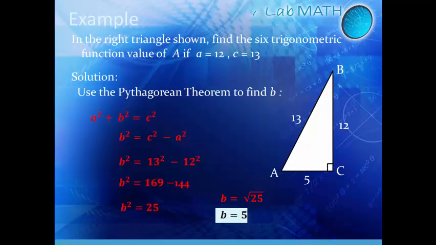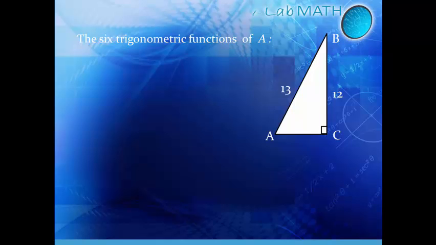Since we know already the value of side b, we are now ready to solve for the six trigonometric functions of acute angle A. Here we go.